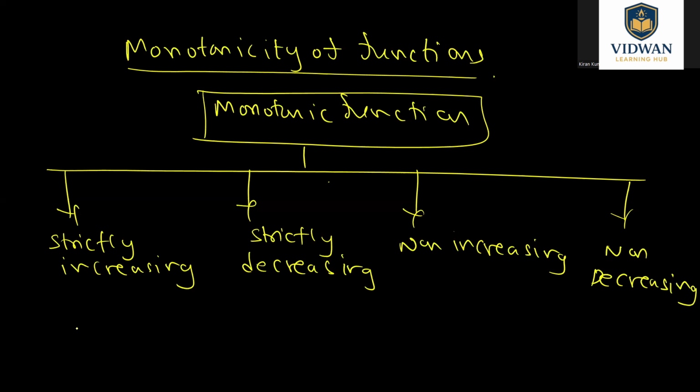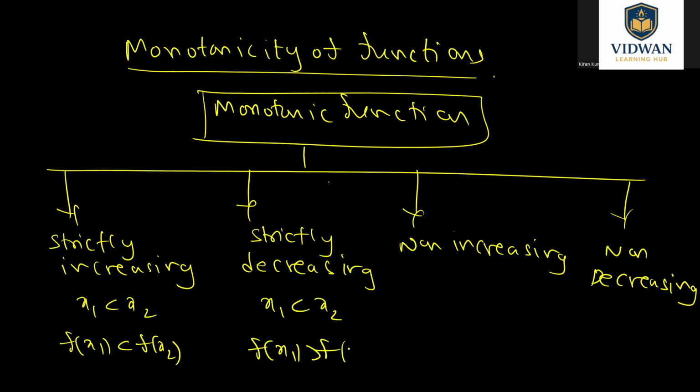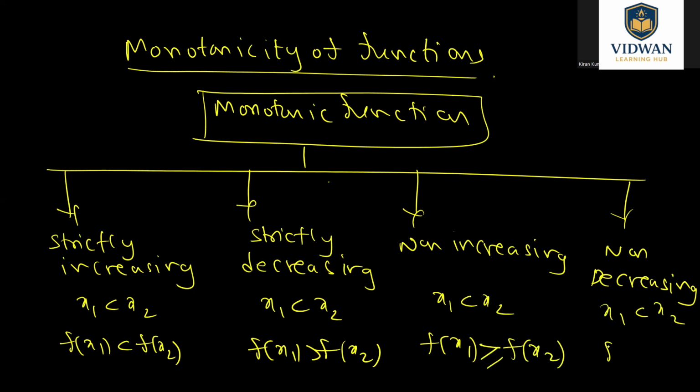Strictly increasing function means usually if x1 is less than x2, where x1 and x2 are any two inputs, you will have the same inequality between the outputs. For strictly decreasing, it will be reverse. And for non-increasing, it does not increase, so it will decrease or remain constant. And for non-decreasing, does not decrease means it will either increase or remain constant. So f of x1 less than or equal to f of x2. So this is the definition basically.